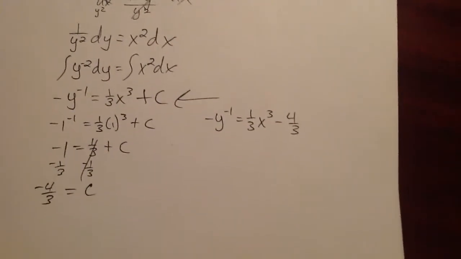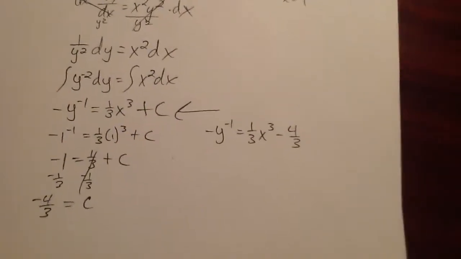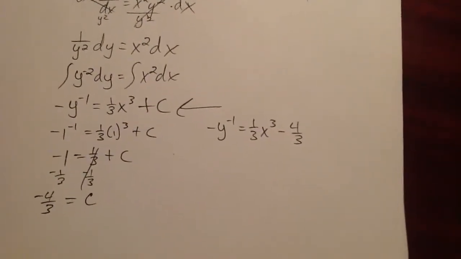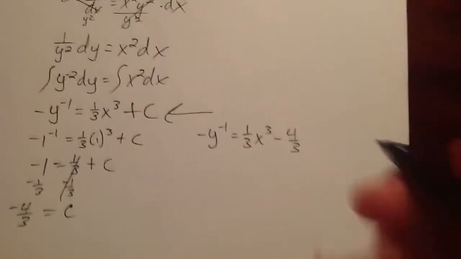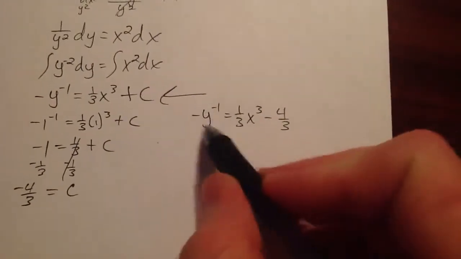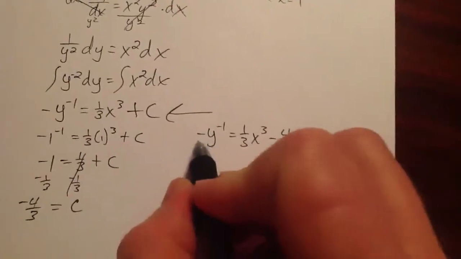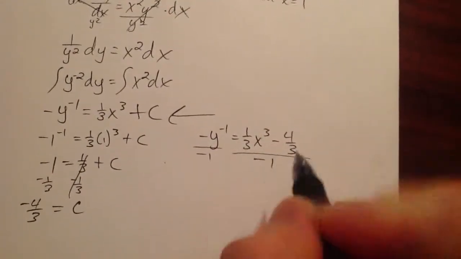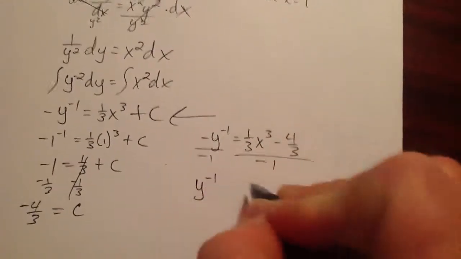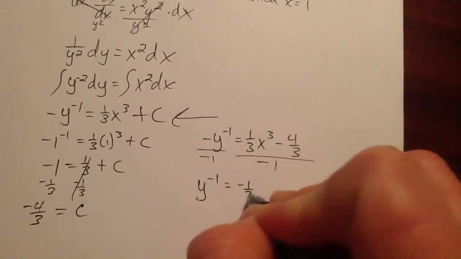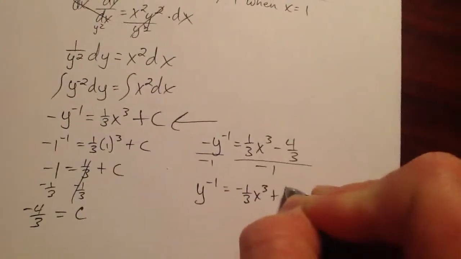We've almost solved for y. It'll be in terms of x. We're not going to get a number. So get y by itself here. Let's get rid of this negative. So if I divide by negative 1 or multiply by negative 1, I'll have y to the negative 1 equals negative 1/3 x to the third plus 4/3.